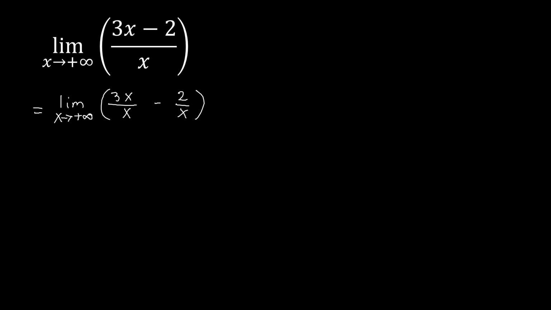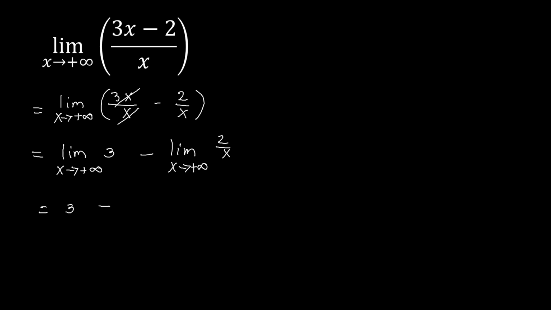So this is now equal to the limit of, this one will be canceled and that one. So we've got the limit of 3. If we try to distribute our limit to the two terms, so limit of 3 as x approaches positive infinity minus the limit of 2 over x as x approaches positive infinity. So limit of 3, that's 3. Limit of a constant is a constant.